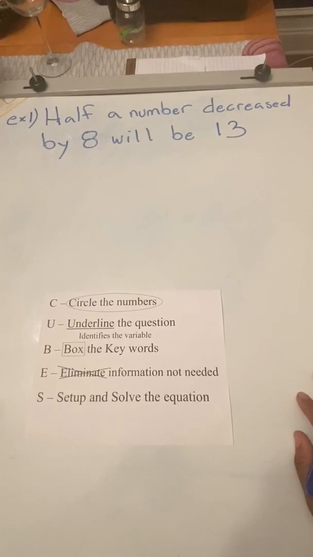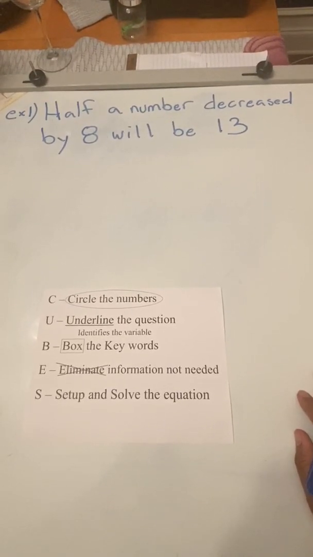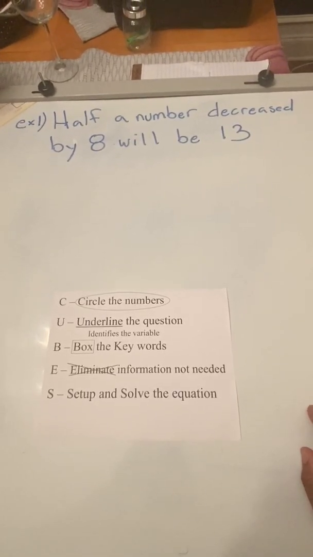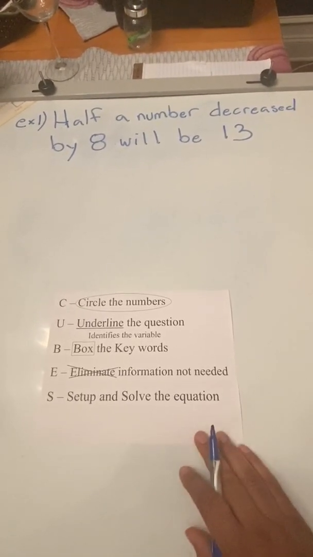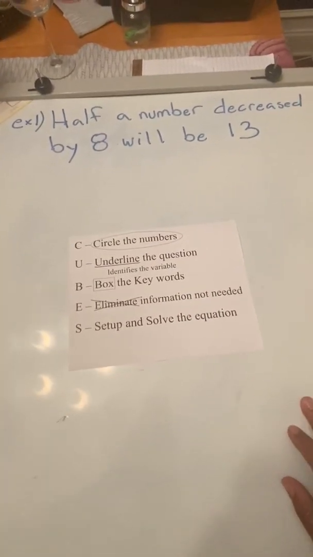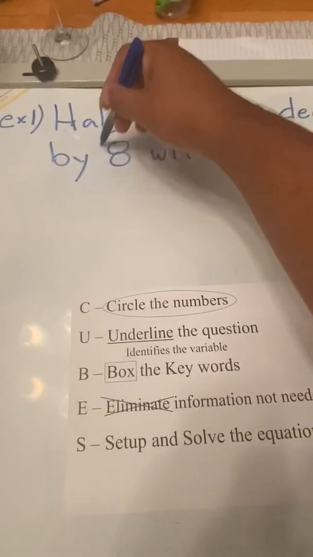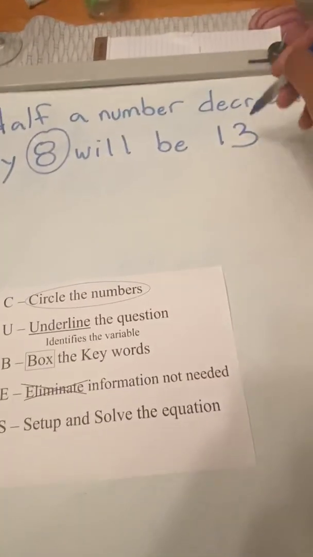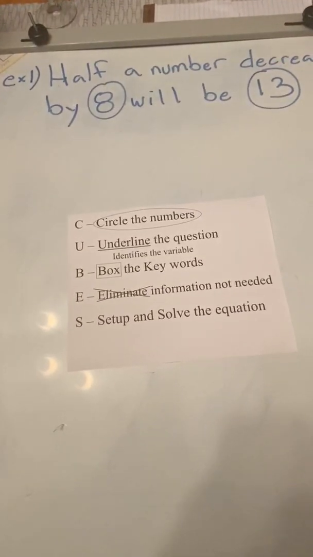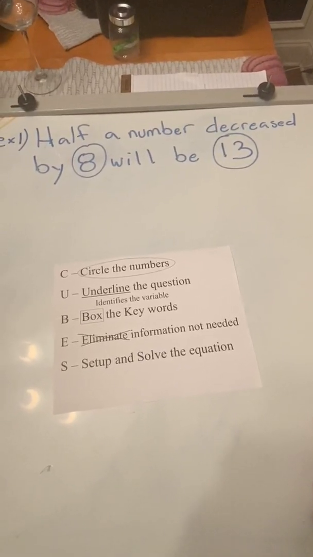Half a number decreased by 8 will be 13. Let's read it one more time. Half a number decreased by 8 will be 13. Now let's follow these steps. Let's start with C, circle the numbers. What numbers do we see? Obviously, we see 8, and 13. What's the next step? Underline the question. This particular word problem has no question, so we'll skip that.